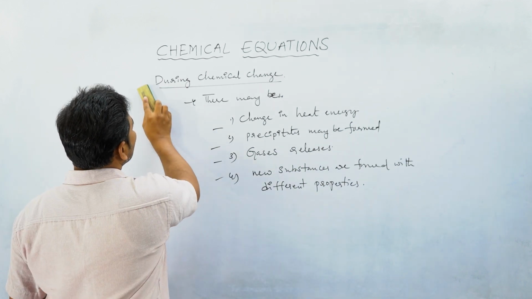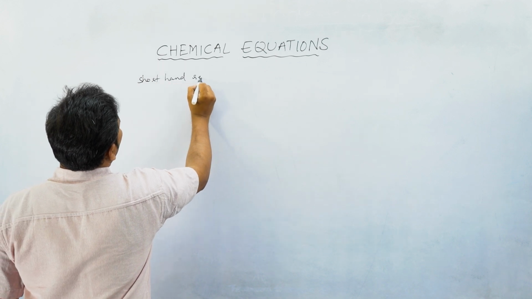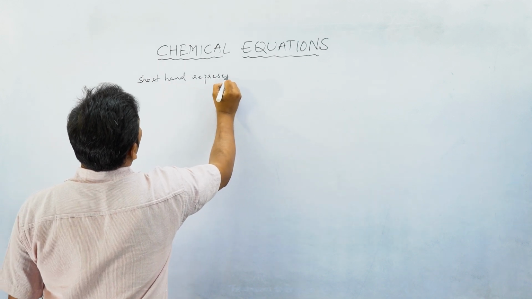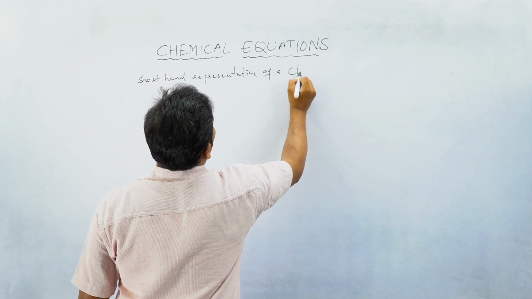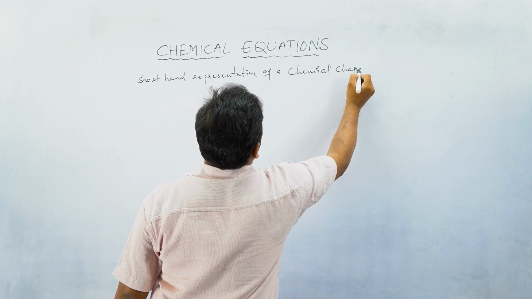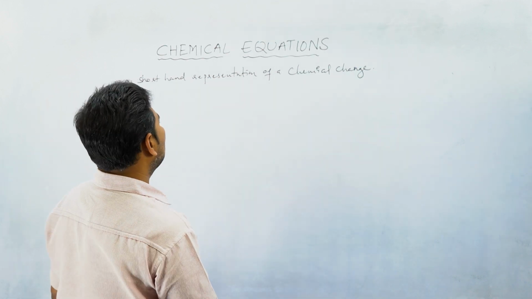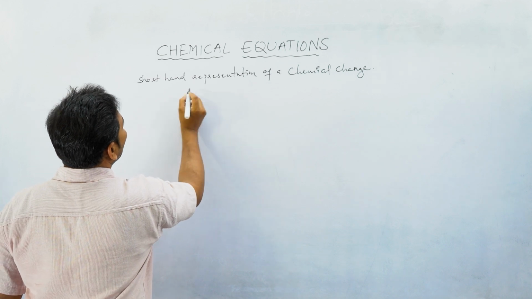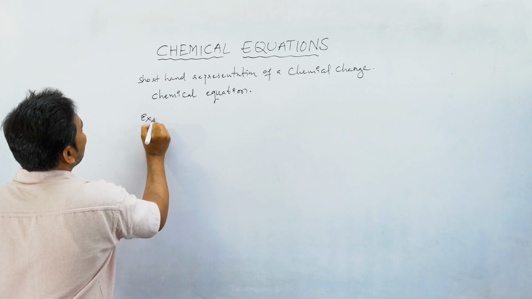Now, to represent, the shorthand representation of a chemical change, what is it called? It's called a chemical equation. So now example 1.